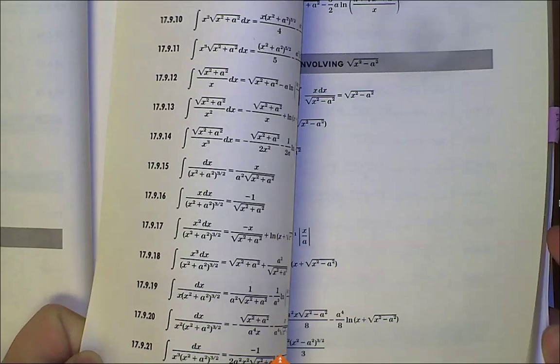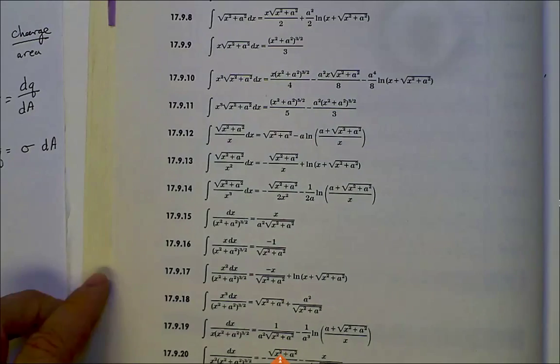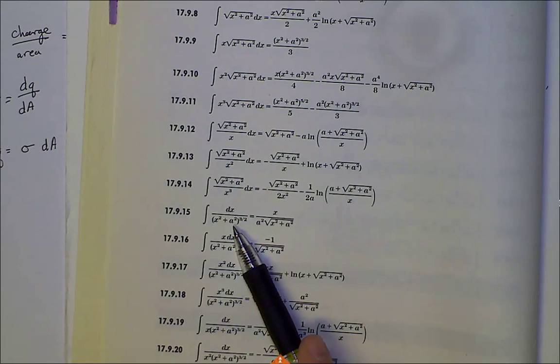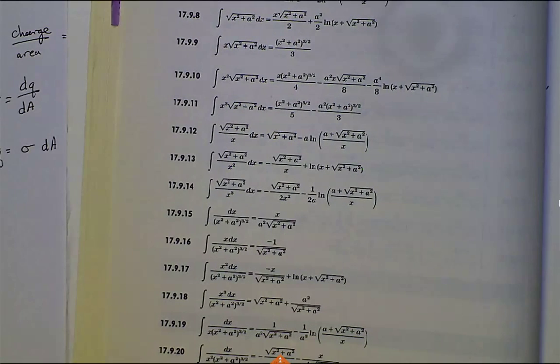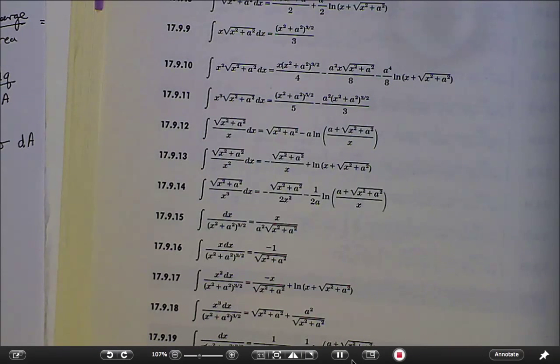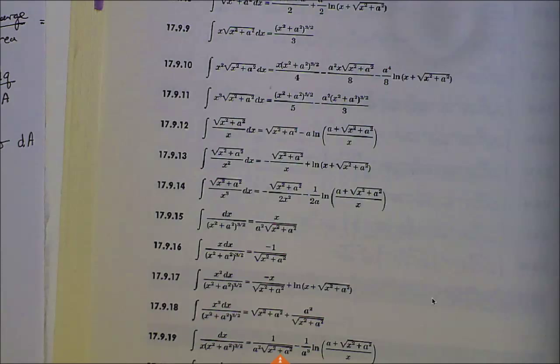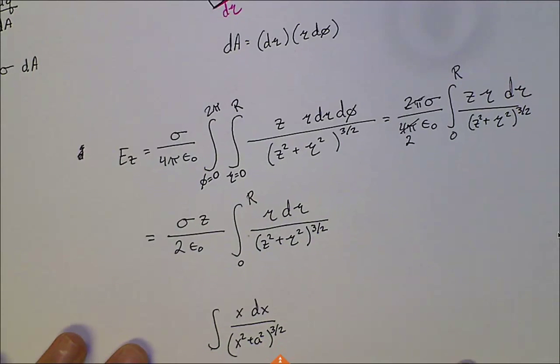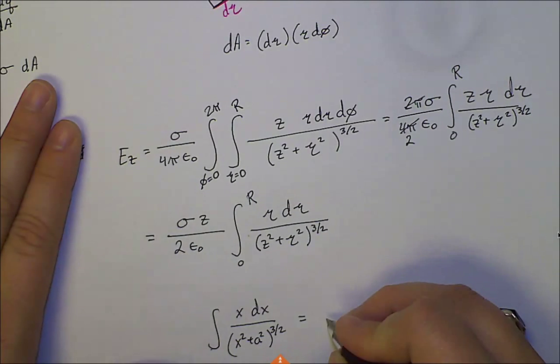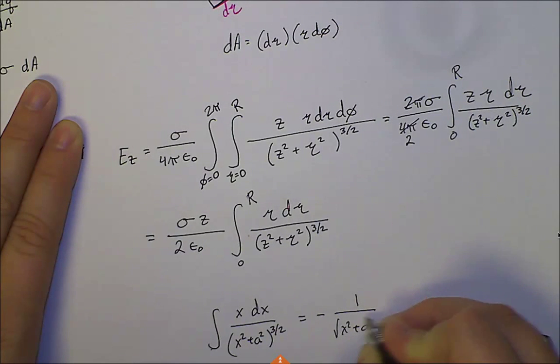I go to the next page. And here I find, finally, things that deal with 3/2. No variable up top, but the second one does have the variable: dx over x squared plus a squared to the 3/2. All right, so I've written this down, my integral here, and the integral table told me that this was just minus 1 over the square root of x squared plus a squared, square root of that mess. I'll say fantastic. Let's move on to the next page.